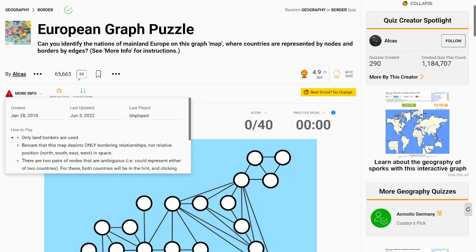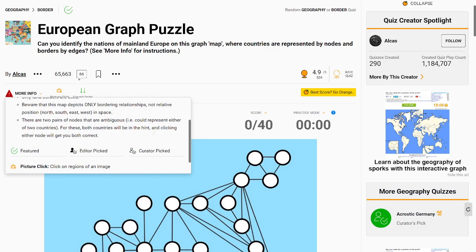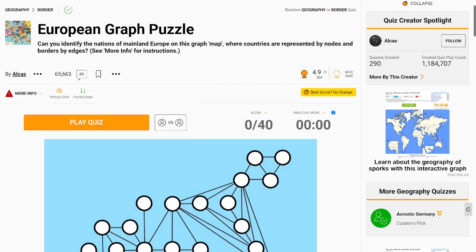Only land borders are used. Beware that this map depicts only bordering relationships, not relative position, i.e. north, south, east, west. There are two pairs of nodes that are ambiguous, i.e. they could represent either of two countries. One that comes to mind here is the Vatican City and San Marino. They're not bothered which node you put them in, I think is what they're saying. So that's pretty much it on the how to play.